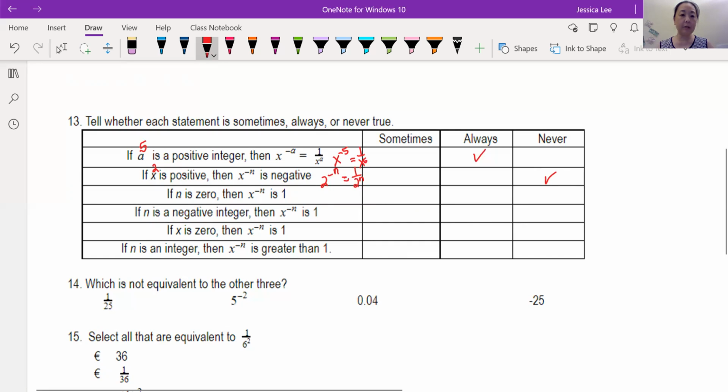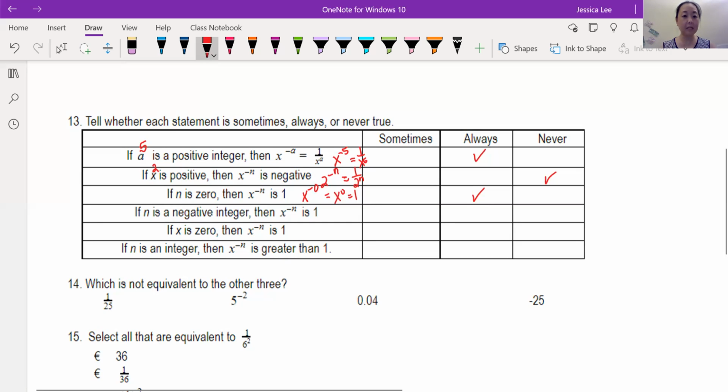All right, so if n is 0, then x to the negative n, so we're saying x to the negative 0 is 1. Well, what's the negative of 0? 0. So this is actually equal to x to the 0 power. We know that anything to the 0 power is 1. So yep, that's true. It's always true. That's no two ways about that. So far nobody has anything for sometimes.